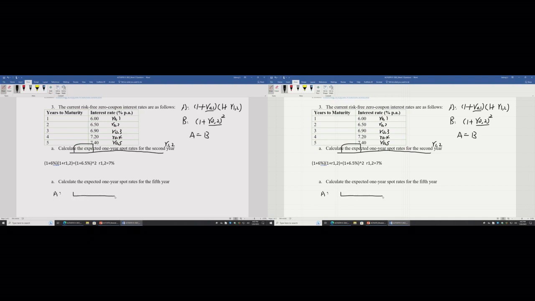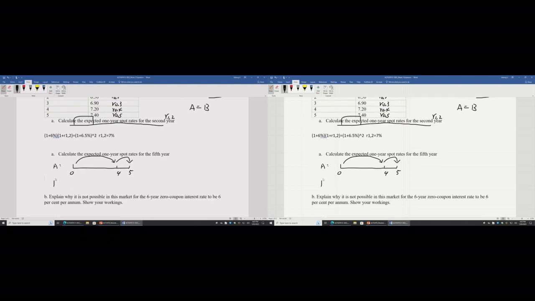First, we can think about a 4 year government bond investment. And then 4 years later, we're going to have another 1 year government bond investment. That will yield the same result as directly making a 5 year bond investment. So the first option is two investments, the second option is just one investment. These two should yield the same results.